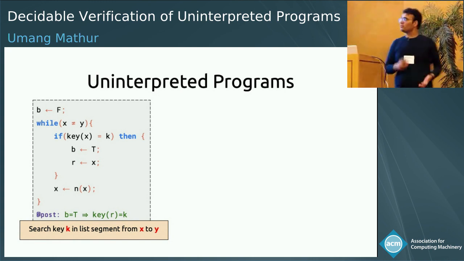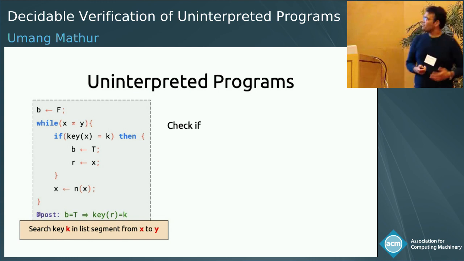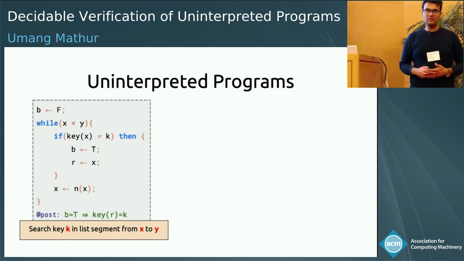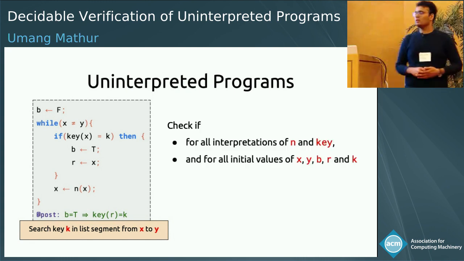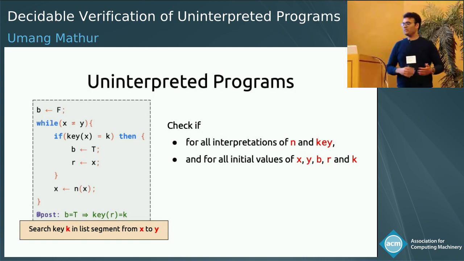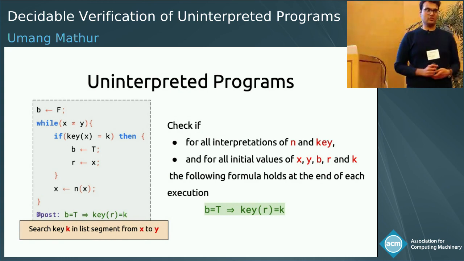It turns out that if you model this program as an uninterpreted program, you can still verify it. If you treat this program as an uninterpreted program, which means that I'm going to treat the function key as an uninterpreted function, and the same for the function n, then the verification question essentially becomes to check if, for all interpretations of the functions n and key, and for all the initial values of x, y, b, r, and k, which are the program variables, the following formula holds at the end of every execution.